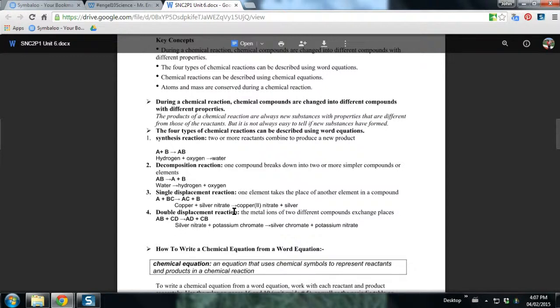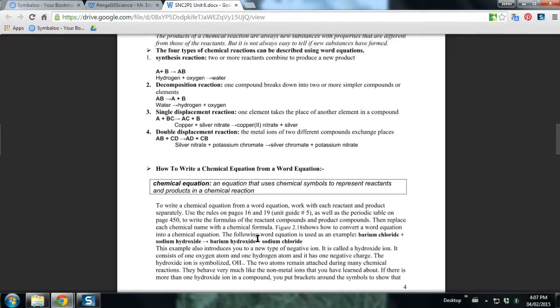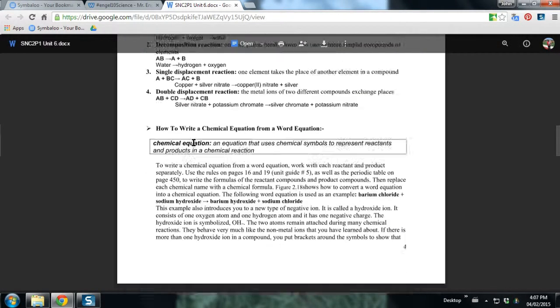Then you have a double displacement reaction where you have a compound and a compound that come together and basically switch an element. So silver nitrate and potassium chromate came together and it became silver chromate with potassium nitrate. So they basically just switch places. But anyways, we'll go over that more in the seminars. You need to know these four.